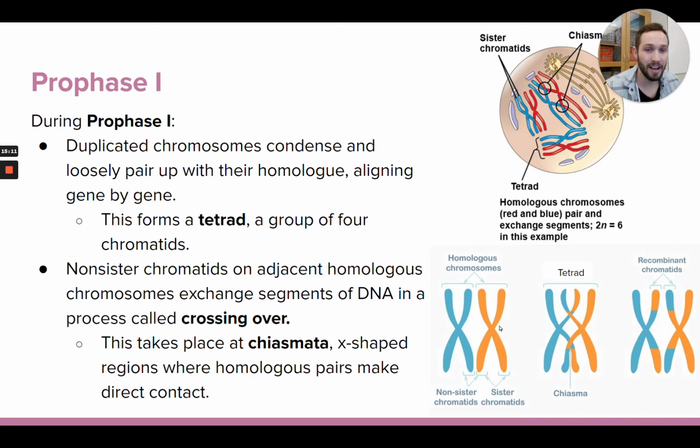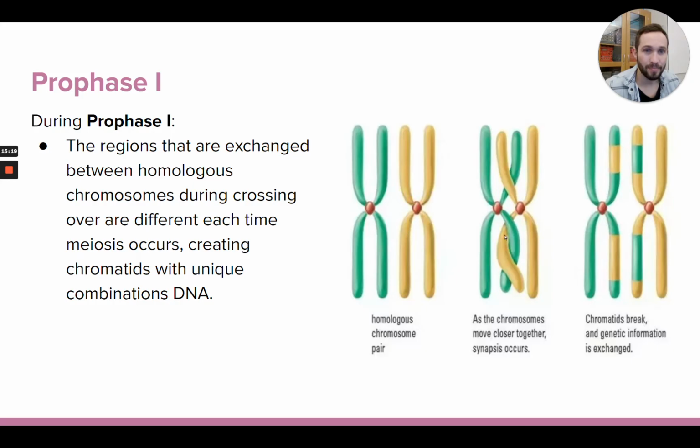And so now you're going to have some of these guys looking a little different because of crossing over. So that's what's going to happen in prophase I. Now, the way that crossing over takes place, like the pieces that are being switched between them, that is actually something that's very random and happens differently almost every time meiosis takes place. So right here in this picture, you guys can see these two homologous chromosomes pair up and they're swapping this piece and this piece. Well, the next time meiosis happens, when they pair up again, let's say meiosis is happening in a different cell, it's always going to be slightly different. They're always going to be swapping different combinations of DNA. It's never going to happen the same way twice.